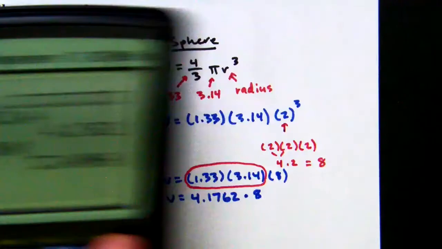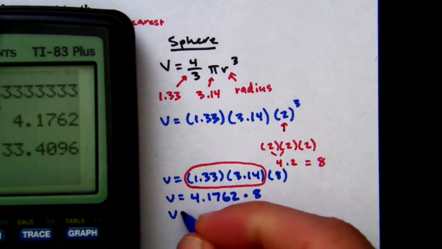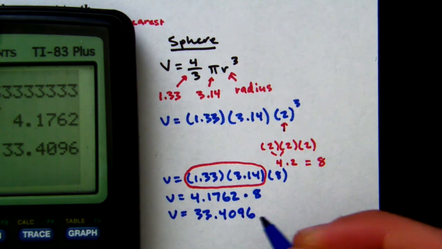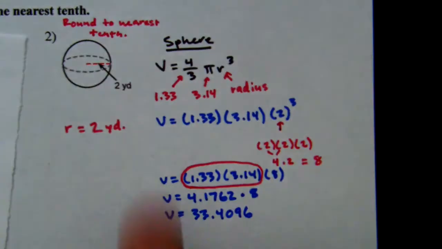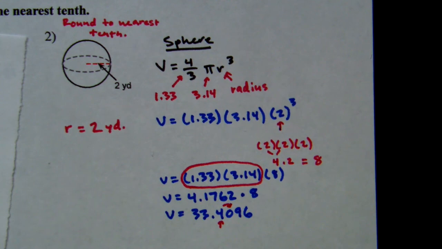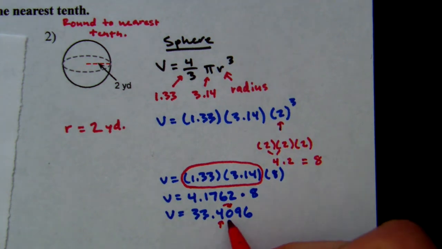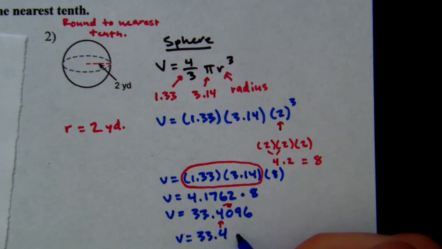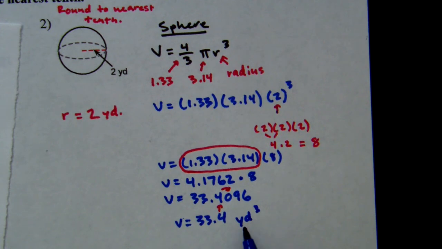Now, what we're doing when we find our answer, 33.4096, is we were told to round to the nearest tenth. The tenths position is going to be right here. We're going to check the number next to it. If it's 5 or greater, we're going to round it up. If it's 4 or less, we're going to keep it the same. We have a 0. So our volume equals 33.4 yards cubed. Now, all units of volume are cubed.